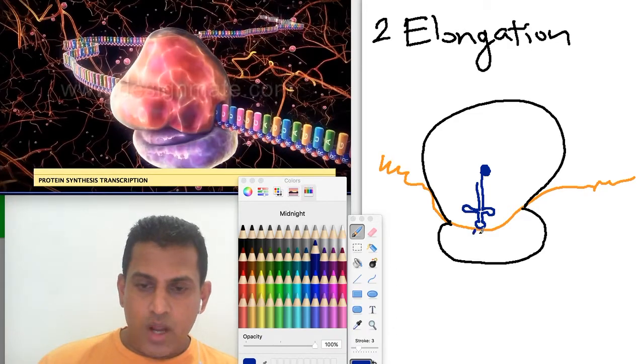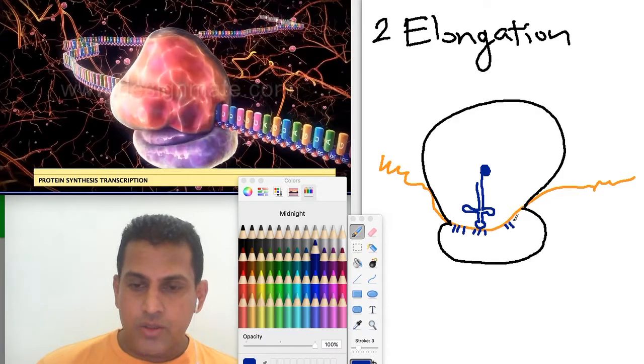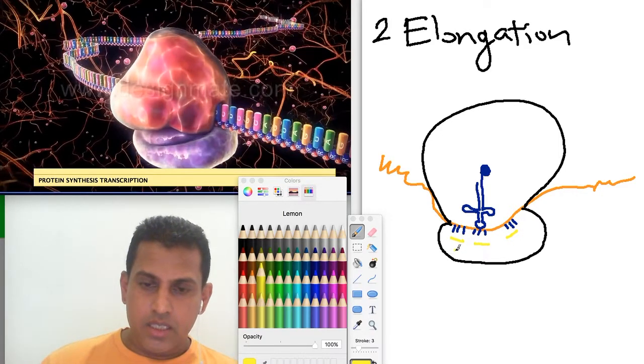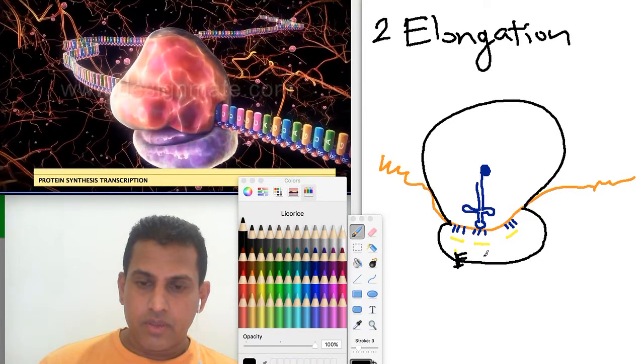So this has 1, 2, 3. This has 1, 2, 3. That means inside the ribosome we can see 3 codons here, here, here. And these 3 regions are named the E region, P and A.